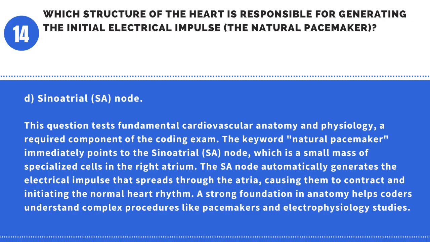Sinoatrial SA node. This question tests fundamental cardiovascular anatomy and physiology, a required component of the coding exam. The keyword natural pacemaker immediately points to the sinoatrial SA node, which is a small mass of specialized cells in the right atrium. The SA node automatically generates the electrical impulse that spreads through the atria, causing them to contract and initiating the normal heart rhythm. A strong foundation in anatomy helps coders understand complex procedures like pacemakers and electrophysiology studies.